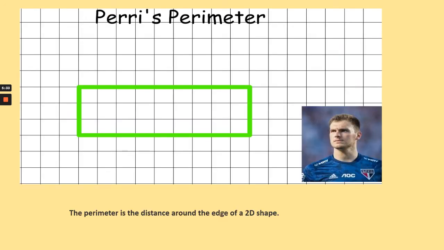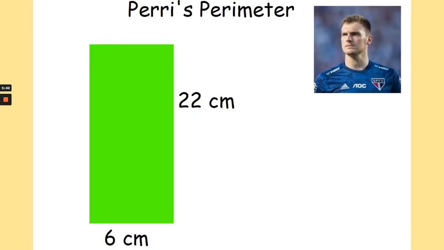Now, Perry's perimeter. The perimeter, to remind you, is the distance around the edge of a 2D shape. So, I would like you to work out the perimeter of this shape. Pause the video now to write your answer.